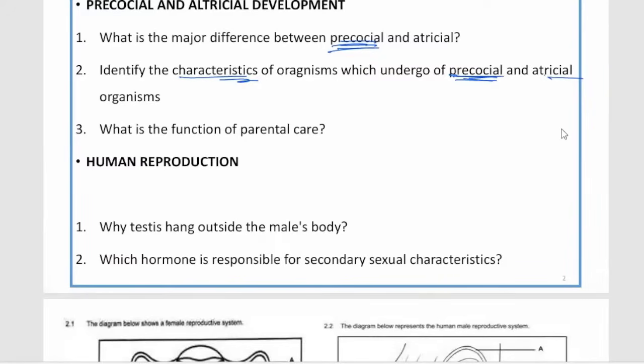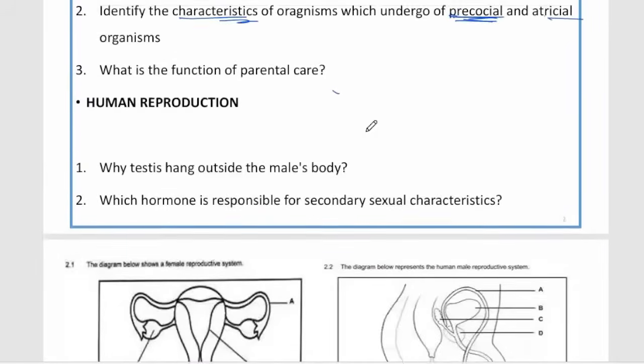What is the function of parental care? Basically, parental care is responsible for bringing about protection. That is the major function. And then also teaching the young ones about nature, like how to behave in this environment.